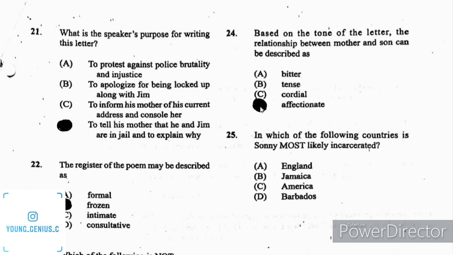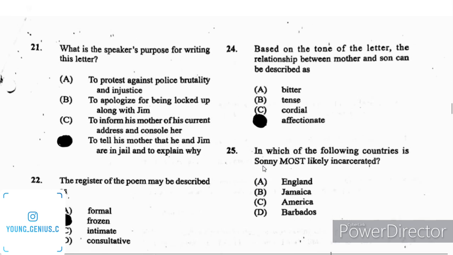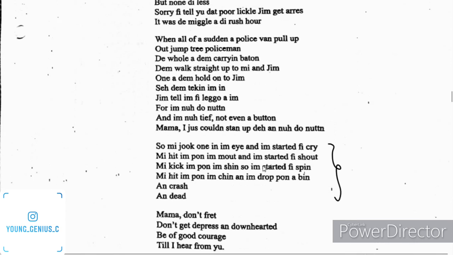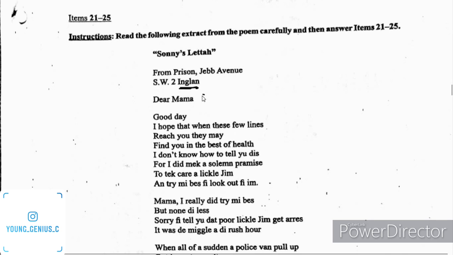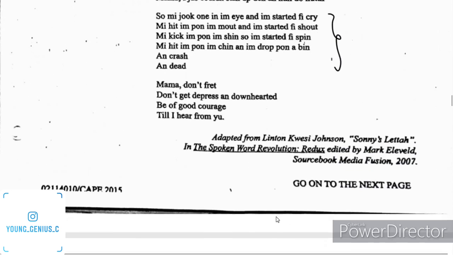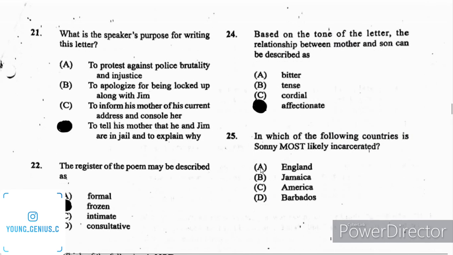He sounds almost disappointed to tell his mother that he has failed, because as he said, he promised that he would look out for both Jim and himself, and yet now they're in jail. In which of the following countries is Sonny most likely to be incarcerated? It was said up here, but it wasn't spelled correctly. Let's go back here. England. So it's a safe bet to guess that he is in England.